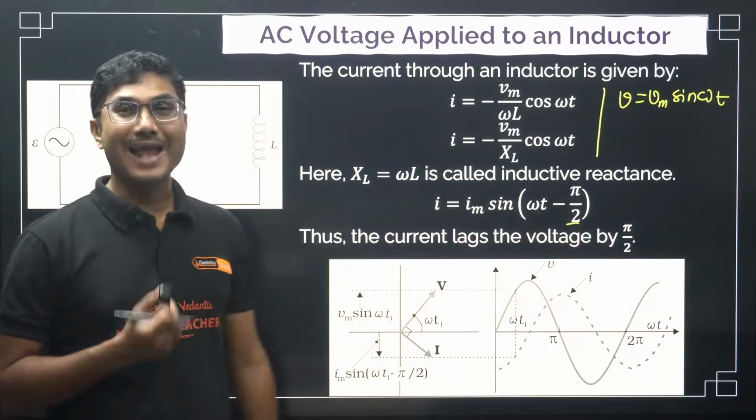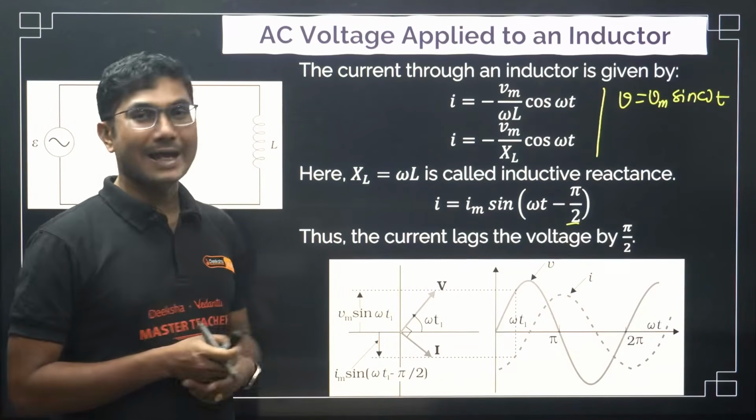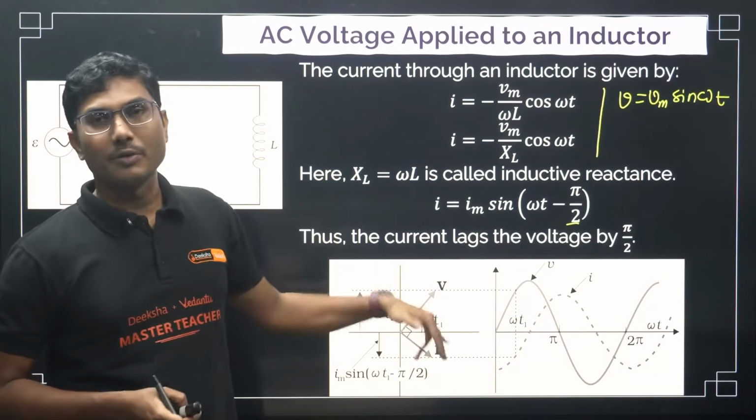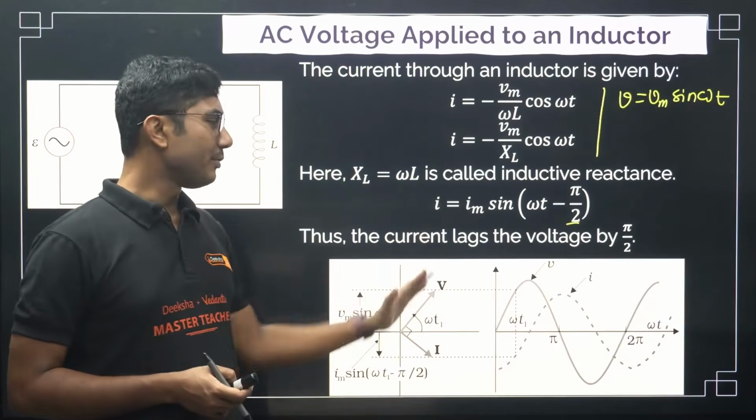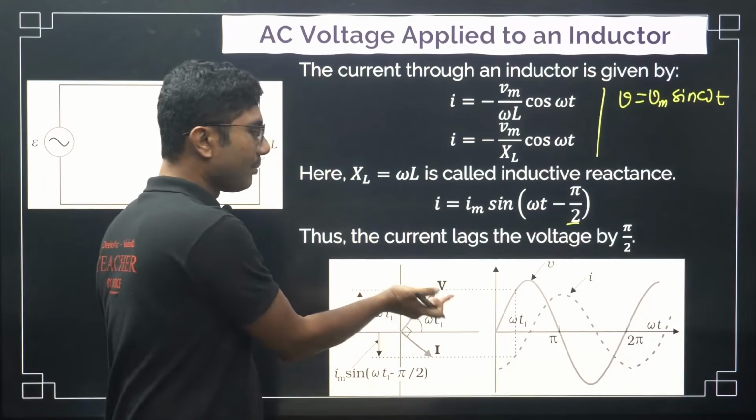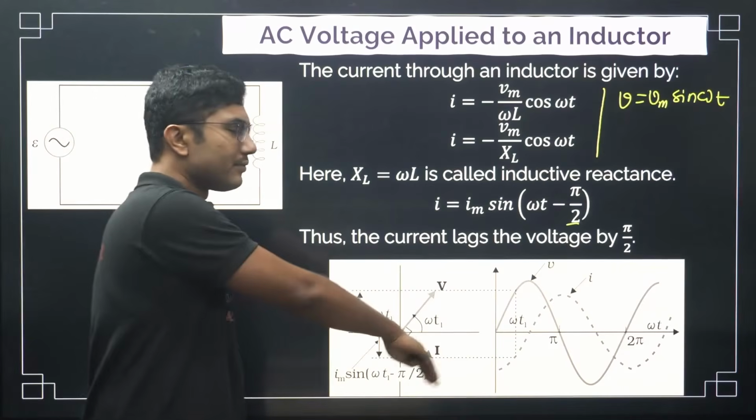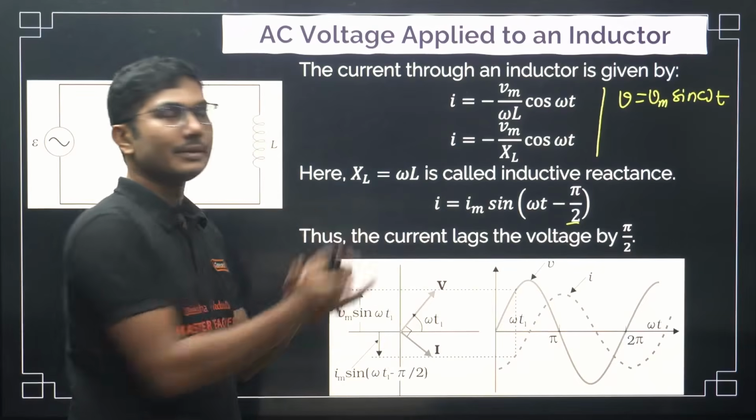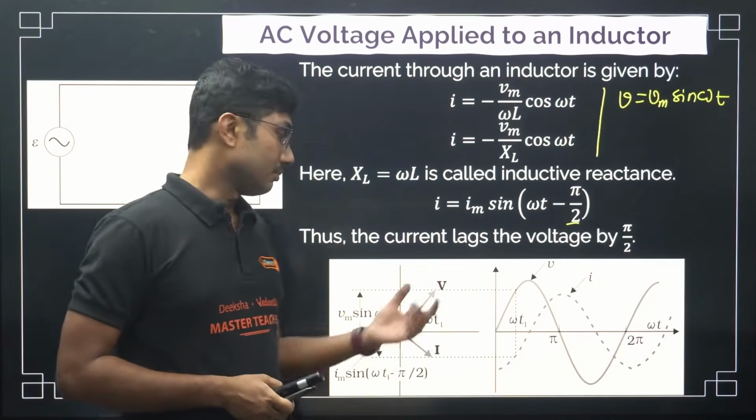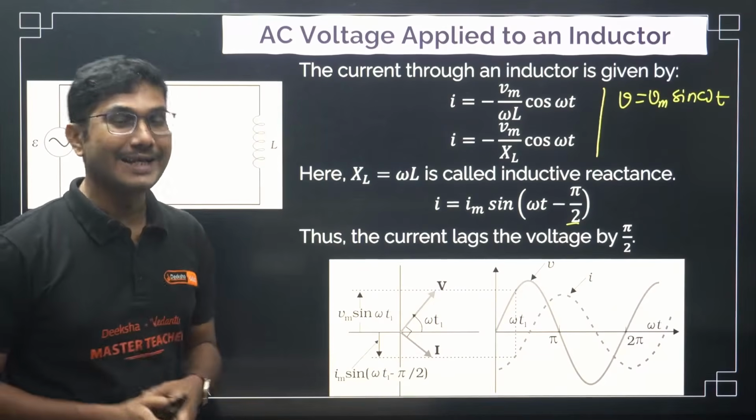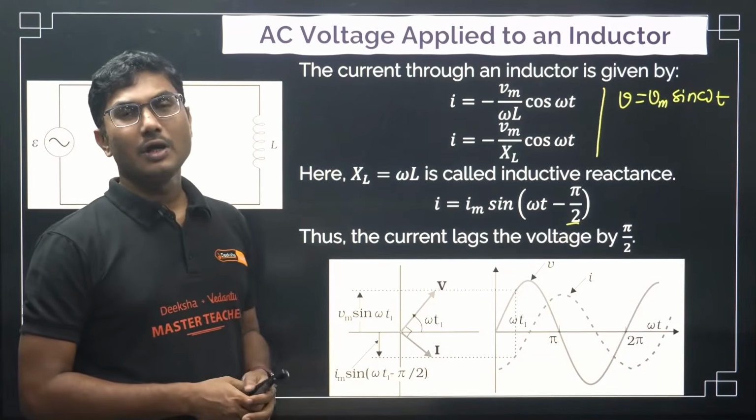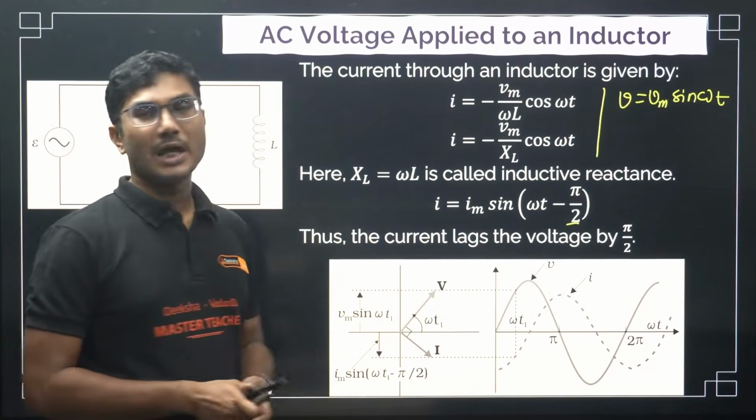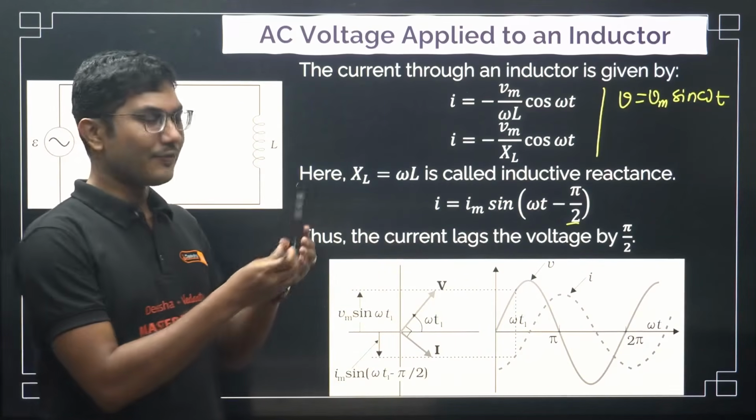What is the meaning of lagging behind? It means that if you draw the phasor diagram, current will always be behind, so voltage will always be ahead. Whoever is on this side is ahead, whoever is falling behind is lagging behind. That relation will keep on being maintained throughout the rotation. If you keep on rotating this, after some time also the phase relation will hold.